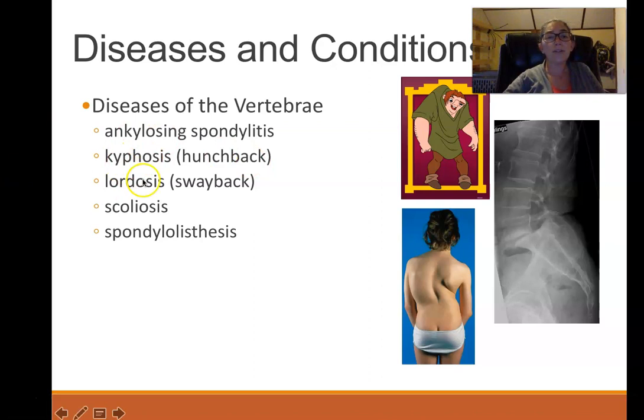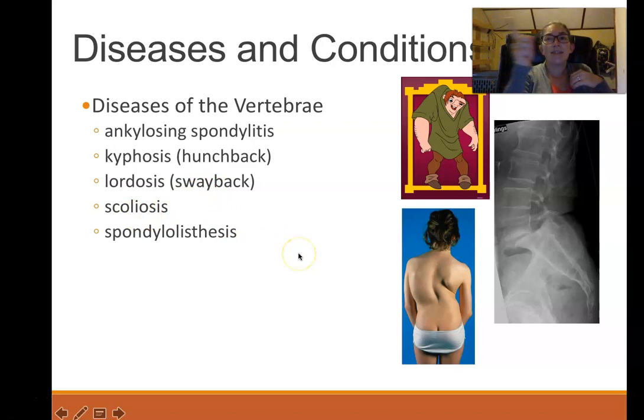Lordosis is an excessive anterior curvature of the lumbar spine. So the lower spine, if it is excessively curved here, so the spine is normally a little bit S-shaped. It does have some normal curvature, but excessive curvature results in either kyphosis or lordosis in the lower back, sometimes called sway back.